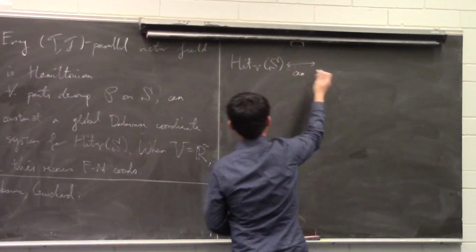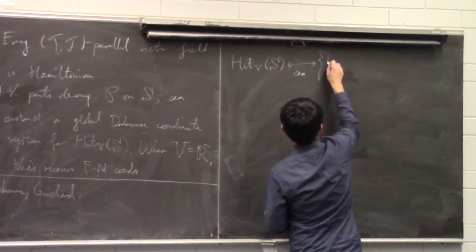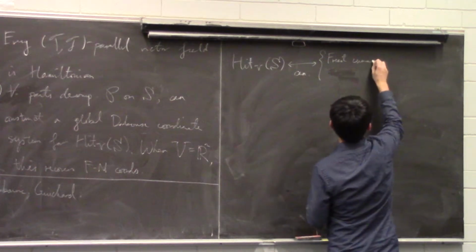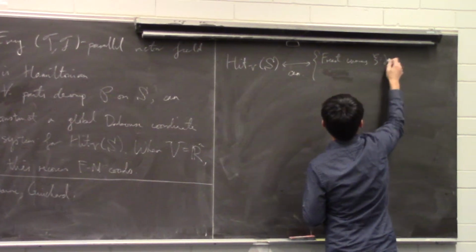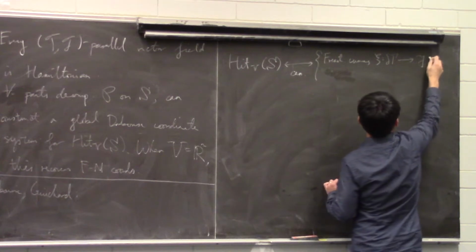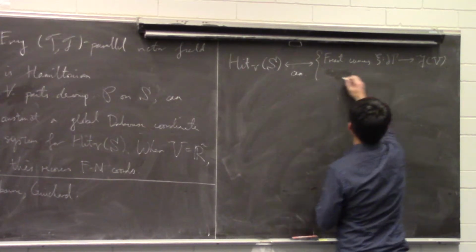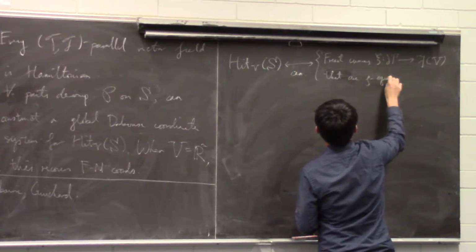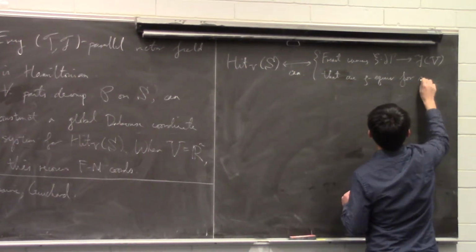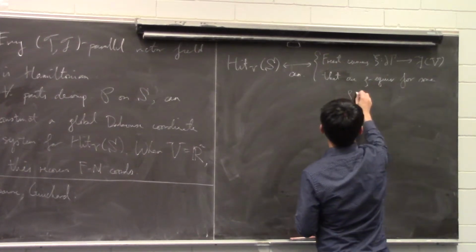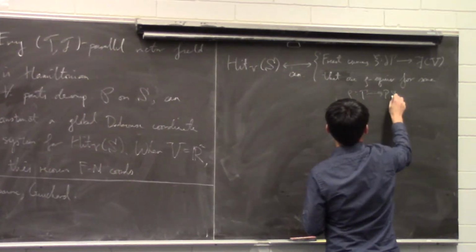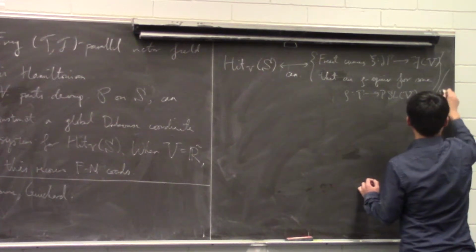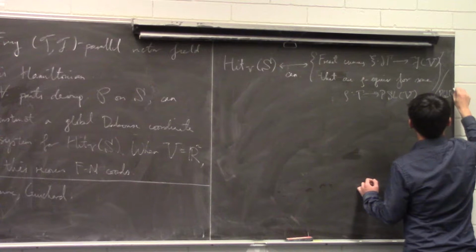The Hitchin component is canonically in bijection with the set of Fuchsian curves ξ from the boundary of Γ to the space of complete flags that are ρ-equivariant for some representation ρ from Γ to PSL(V). I consider this space of curves up to projective transformations.